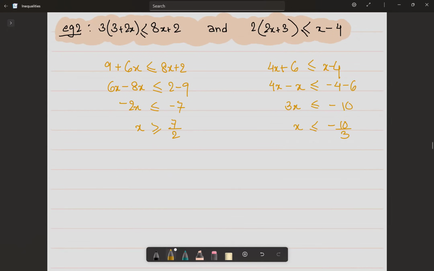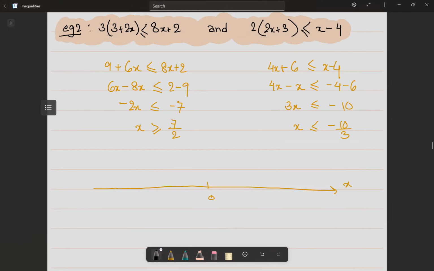Now we have to draw a number line to combine both of these answers. So how are we going to combine this? In the number line, we will first represent the number line for x. 0 is something that we always draw, and then we will put down the critical values. So if we take a look at the critical values, this is 7 by 2.